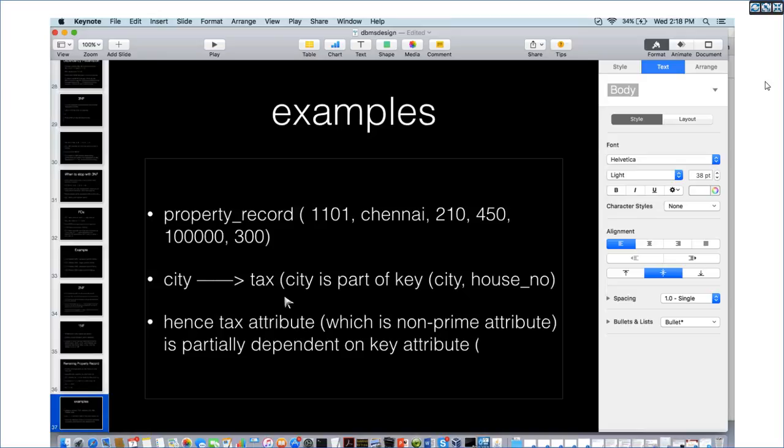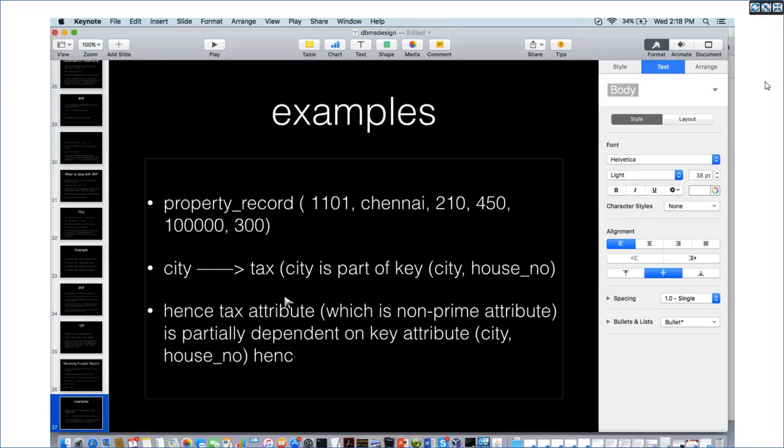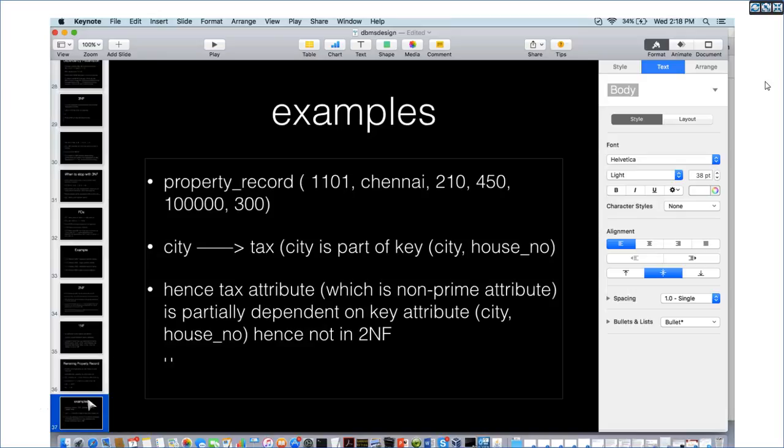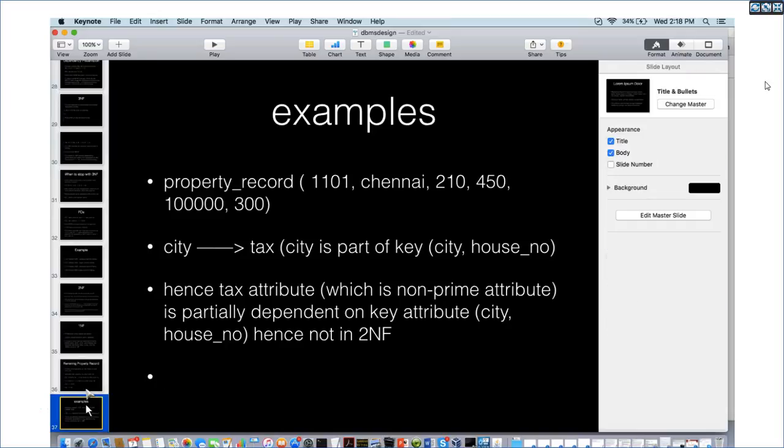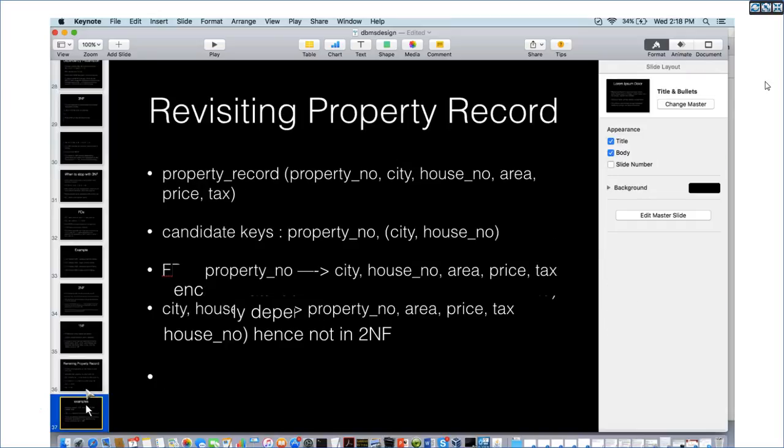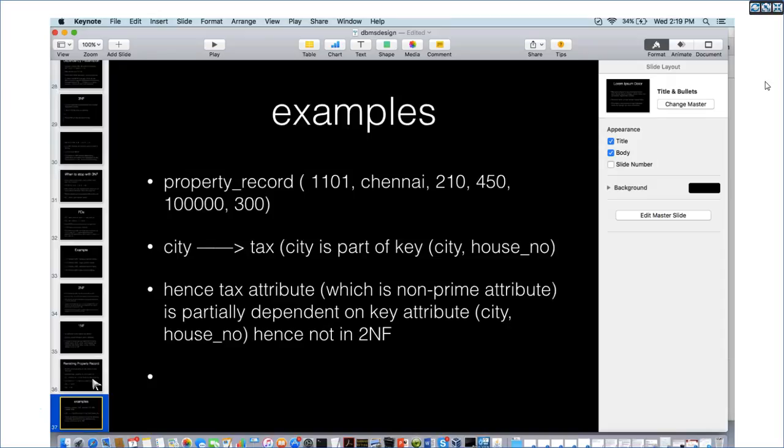Obviously, once something is not in second normal form, it is also not going to be in the third normal form, right? Okay, which are the things that are violating the normal forms? Which FDs will violate? This will violate the second normal form. Which FDs will violate the third normal form?